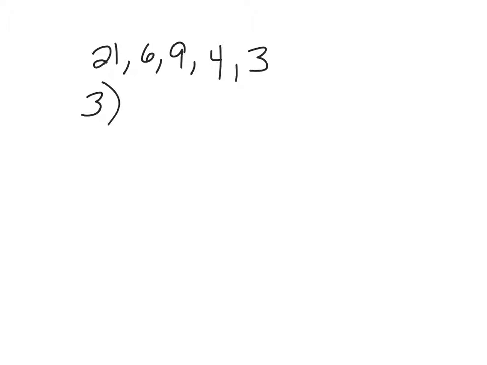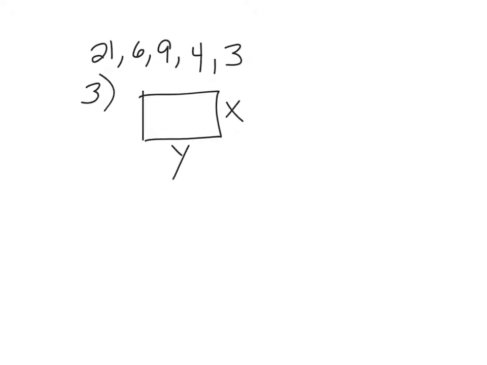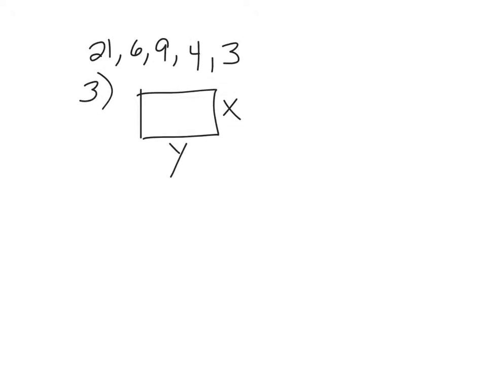Number 3, maximizing perimeter. It says, what is the smallest perimeter possible for a rectangle whose area is 16 square inches, and what are its dimensions? All right, so I set up a rectangle. It's a rectangle, not a square. So x times y is 16, and I need to minimize the perimeter. The perimeter is 2x plus 2y.